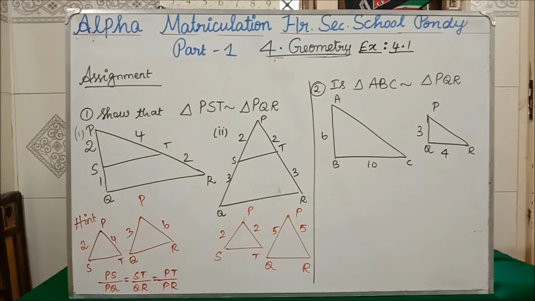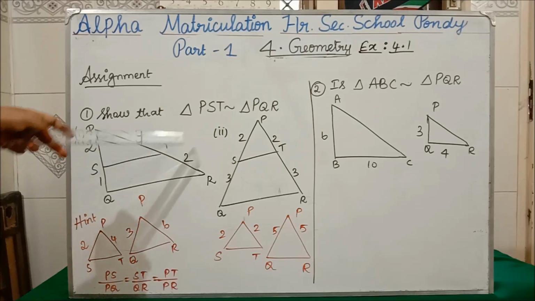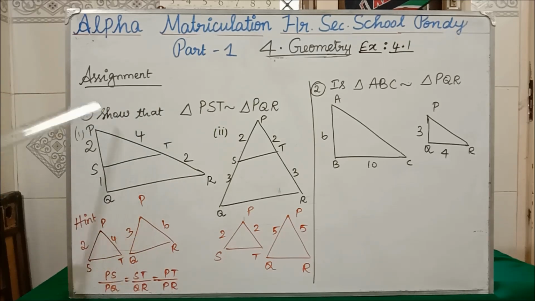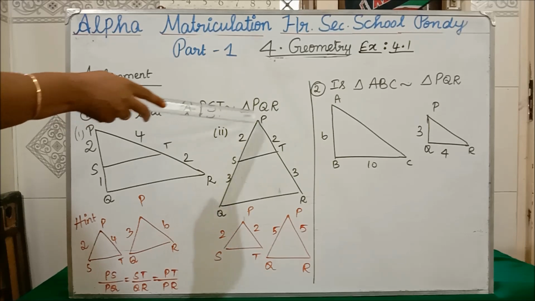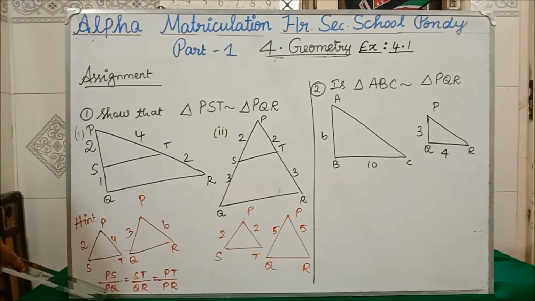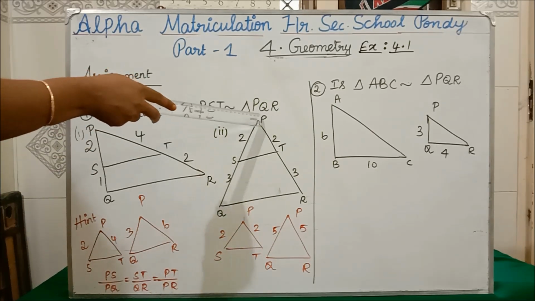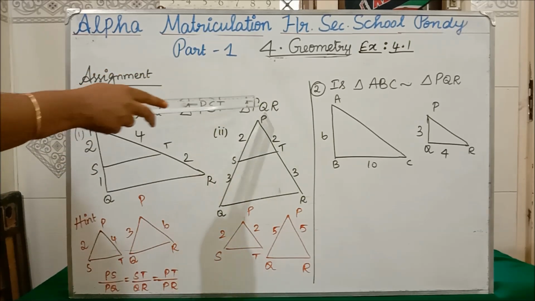So students, if you see here, this is only one triangle. From that, how will you make two triangles? You have to take PST, which they have given, and the full triangle is PQR. I have drawn them separately for you so that you can do it easily. If the two triangles are similar, the corresponding sides are proportional, isn't it? So I can write PQ is equal to ST divided by QR is equal to PT divided by PR.